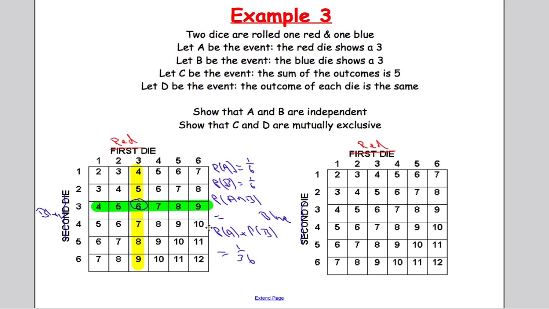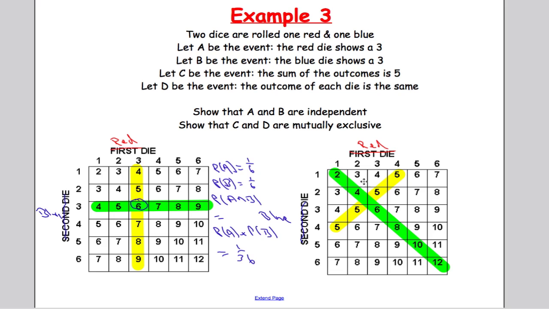What about showing that C and D are mutually exclusive? Again, C is the event the sum of the outcomes is a 5, so these are all the ways we can get a 5. D is the event the outcome of each die is the same. So we could have a 1 and a 1, 2 and 2, 3 and 3, 4 and 4, 5 and 5, 6 and 6. That's the outcome of each die being the same.